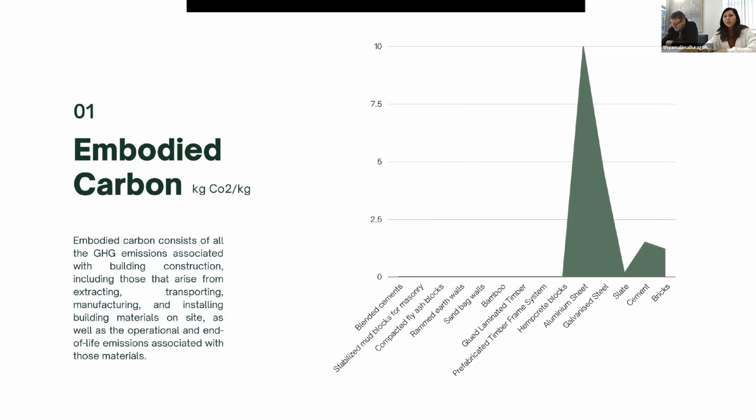The embodied carbon of a material can vary depending on the design projects, but if we compare the typical embodied carbon of these materials as compared to aluminum, steel, slate, cement, and bricks, you can see how the embodied carbon for aluminum, steel, and cement are much higher than these zero carbon materials.